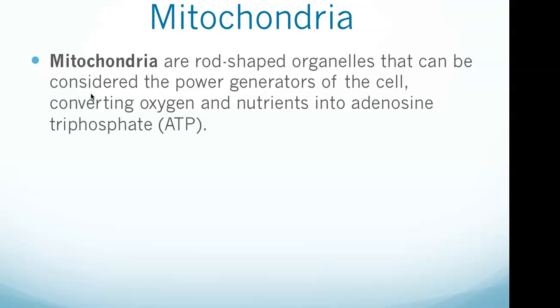Mitochondria are rod-shaped organelles that can be considered the power generators of the cell, converting oxygen and nutrients into ATP. ATP is the chemical energy currency of the cell that powers the cell's metabolic activities. This process is called aerobic respiration and is the reason animals breathe oxygen.